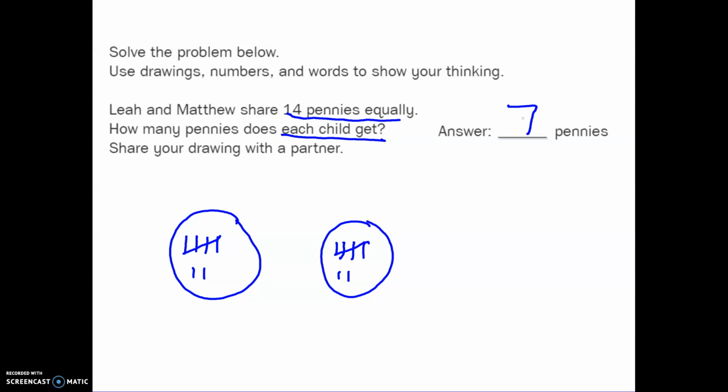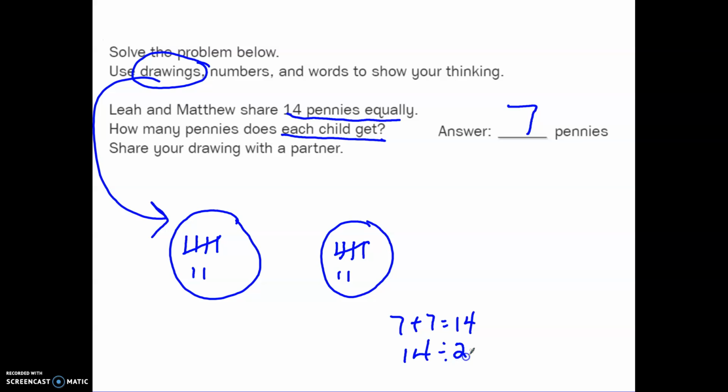Excuse me. Now, the directions say use drawings. I did. It says you could use numbers and words also to show your thinking. So if I was going to do it in numbers, and I already knew that 14 divided into two groups is 7, I could think 7 plus 7 equals 14. Or 14 divided into two equal groups is 7. So you could use numbers too.